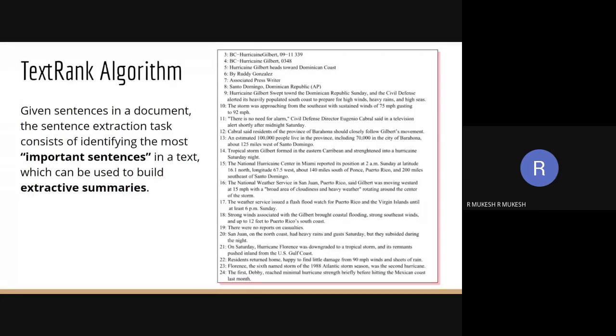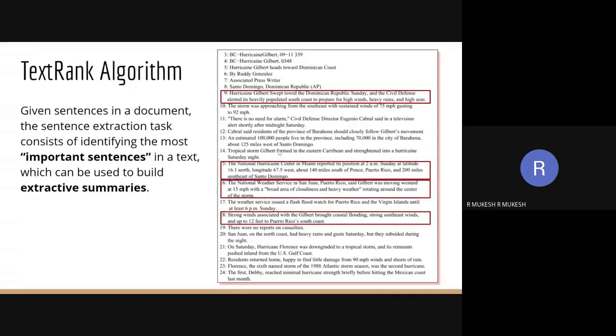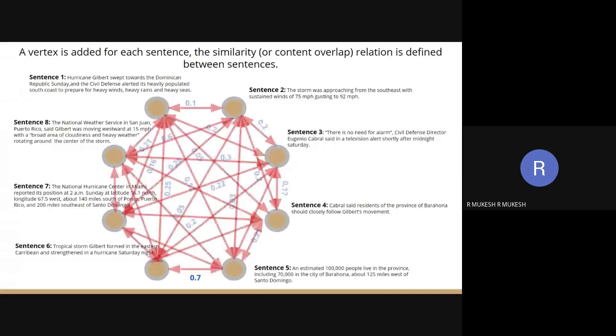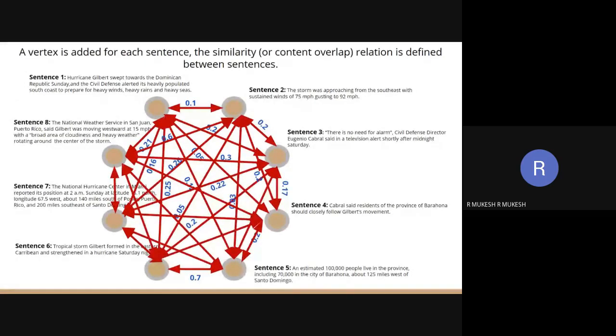So let me say I include these sentences because if I include all of them, I would be able to capture the essence of the document. So how does the TextRank algorithm for extractive summarization work? I represent each of the sentences in my document as a vertex, and I define relationships between them that have a certain weight. The weight of the relationship is how similar two sentences are, or whether this sentence is talking about something in that sentence.